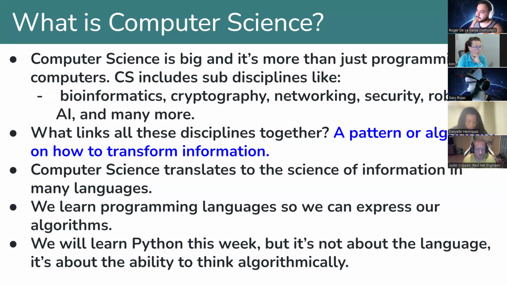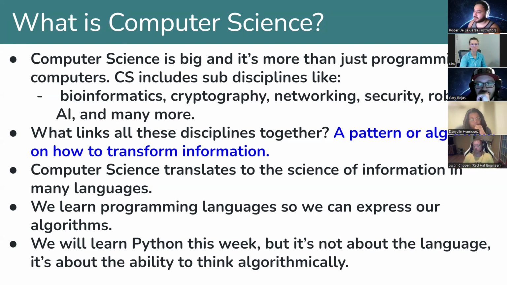Computer science. Computer science is big, and it's more than just programming computers. If you're in college for a CS degree, it's a large combination of all these, especially if you look at what degree plans look like these days. They're even adding some AI into it. Bioinformatics, a little cryptography. English is my second language. Networking, security, robotics, AI, and many more. That goes into what computer science can be. So it's a very broad spectrum.